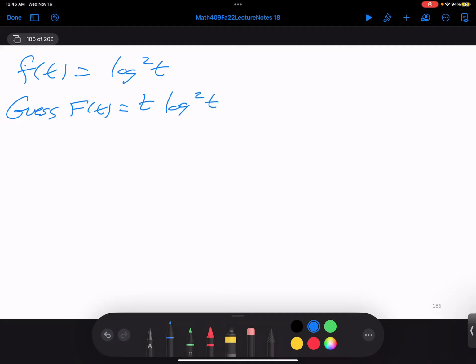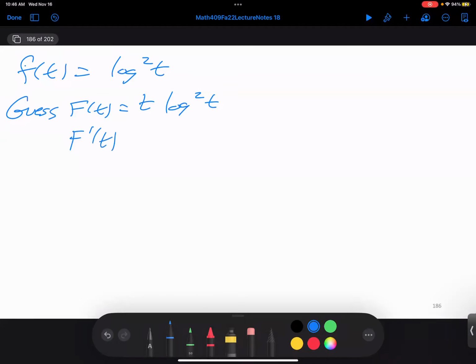Anybody ever read Hitchhiker's Guide to the Galaxy? Where the ship is about to blow up, so they just move into space. They go, what are we going to do now? Hey, bought us a few seconds. We'll solve that problem when it comes to it. Let's just start. We'll start with t log squared t, and we'll see what that does.